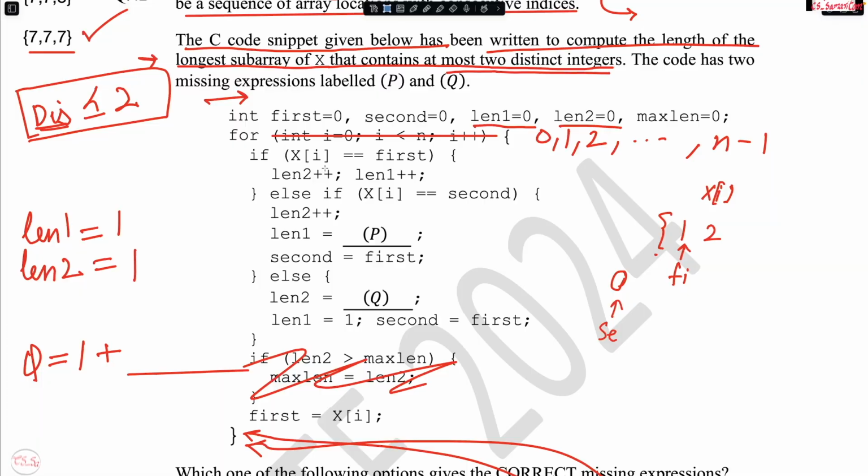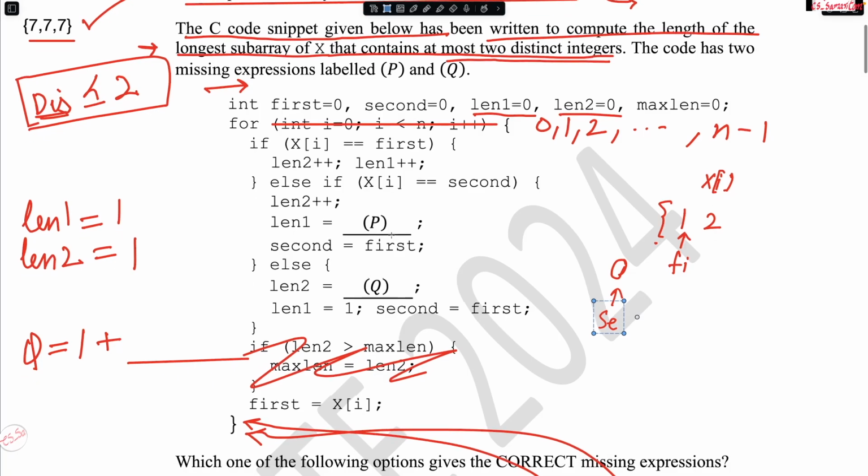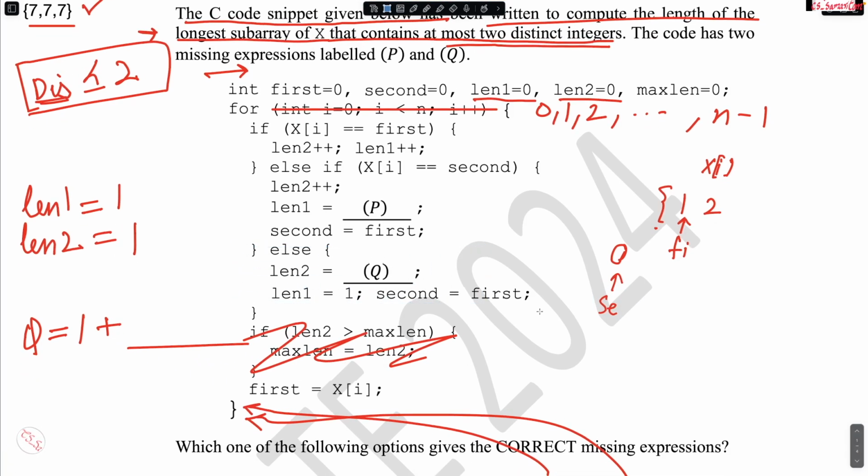The second iteration comes around, and we are checking whether xi is equal to fi. Not really, they are not the same. So we come over here. Is xi equal to second? Not really. Second is equal to 0 and xi is equal to 2. Not really. So we come over here in the else part, right? Now len2 is equal to q. Okay. And q we know as 1. We don't know this part, right? So if that were to be the case, then len2 is going to hold the value of 1 only.